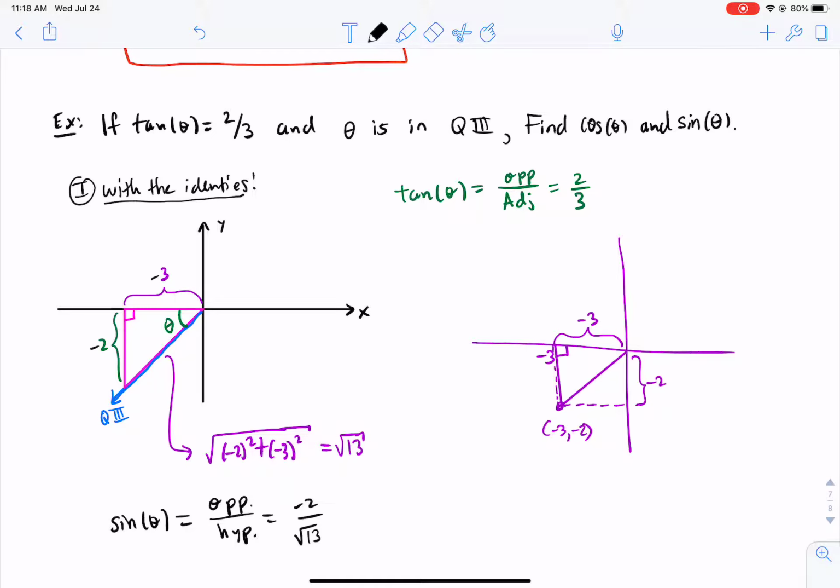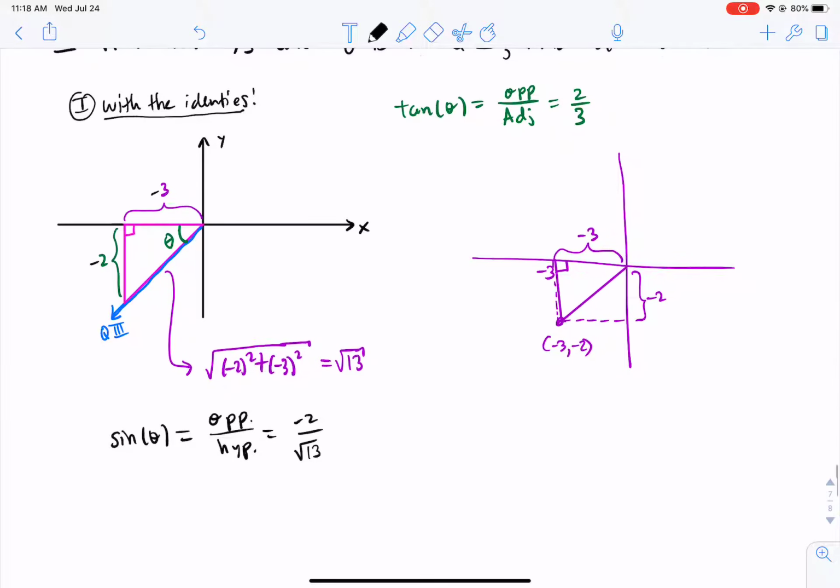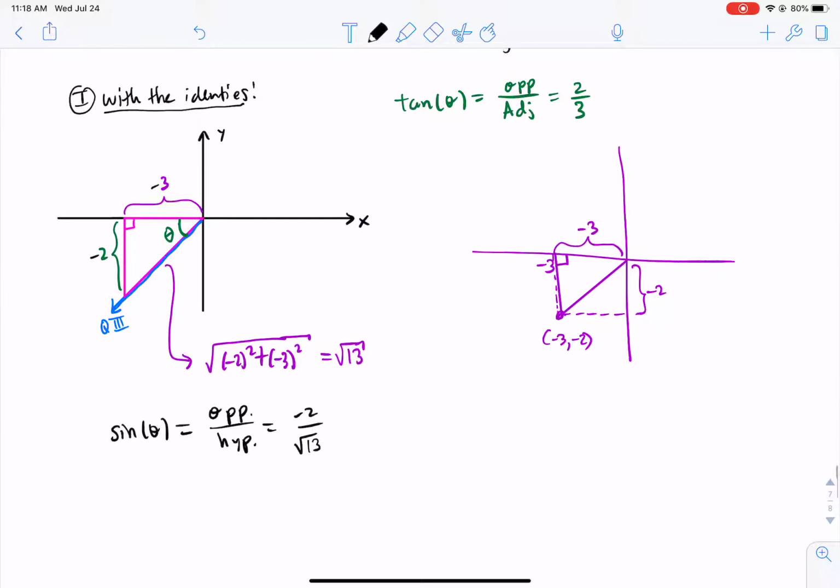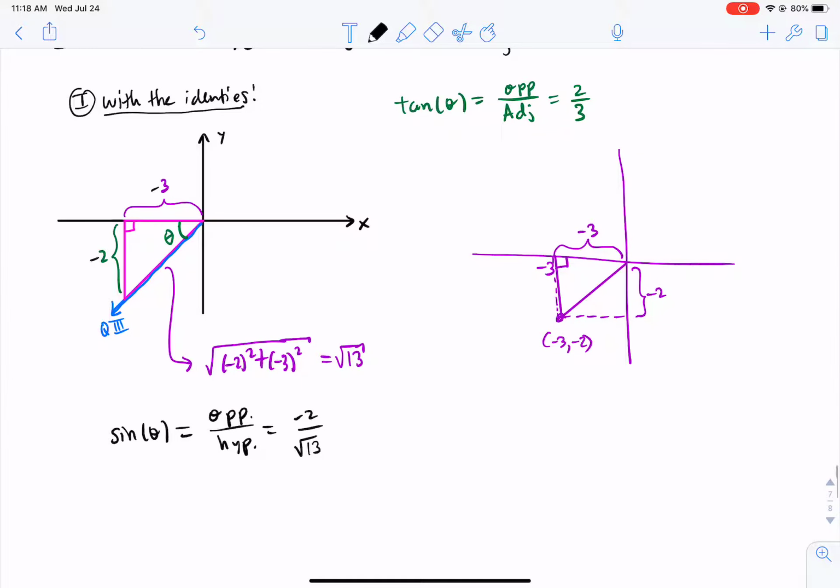Now you get rid of the square root of 13, right? Well, this is fine. Sine theta will be opposite, which is -2, and the hypotenuse we already found is the square root of 13, which is good. You don't have to rationalize your answer. If you did rationalize, it will be negative 2 radical 13 over 13. But if they don't say rationalize your answer, you don't need to do that.